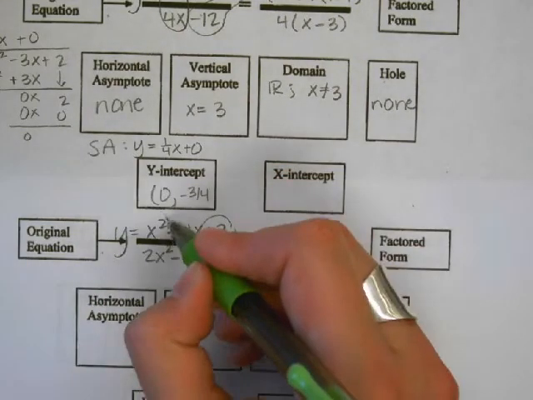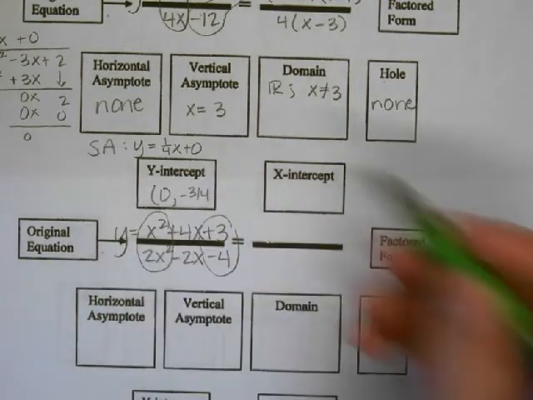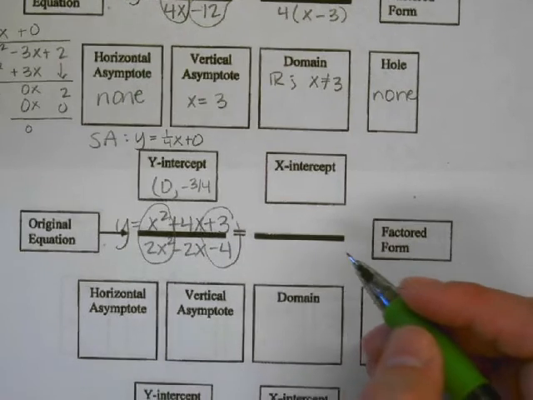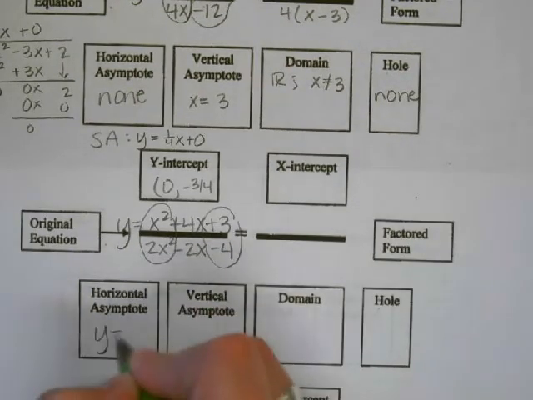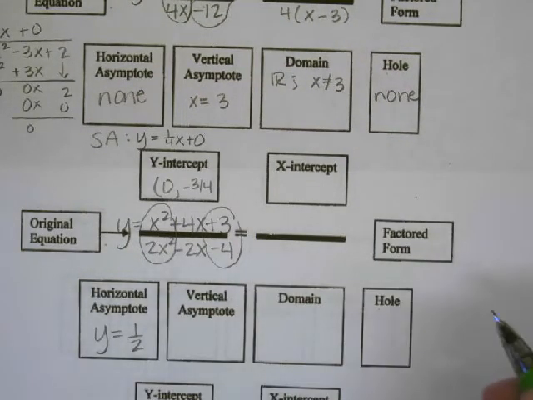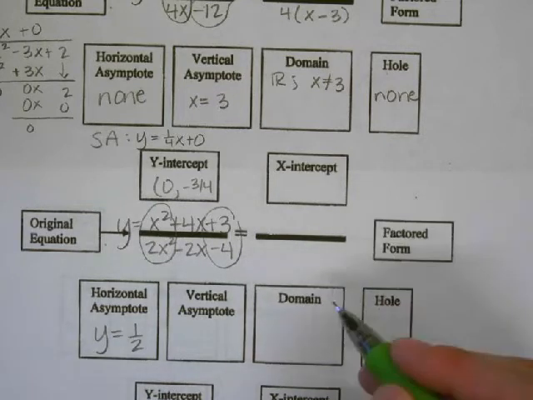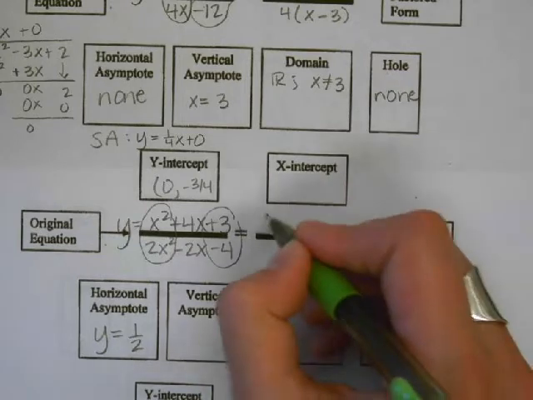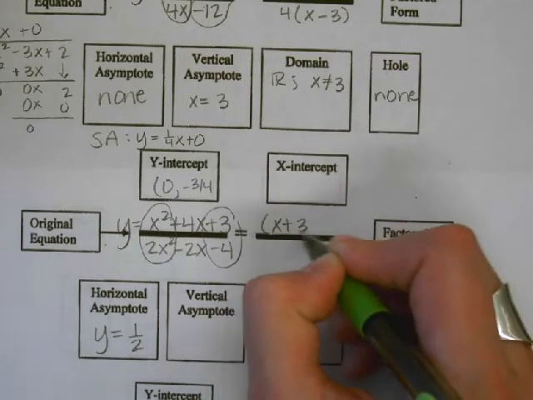This one does have a horizontal asymptote. So the degree is the same on the top and the bottom, and that means that the horizontal asymptote is y equals 1/2. I can factor this problem so I can see what multiplies to 3 and adds to 4, and that would be 3 and 1.